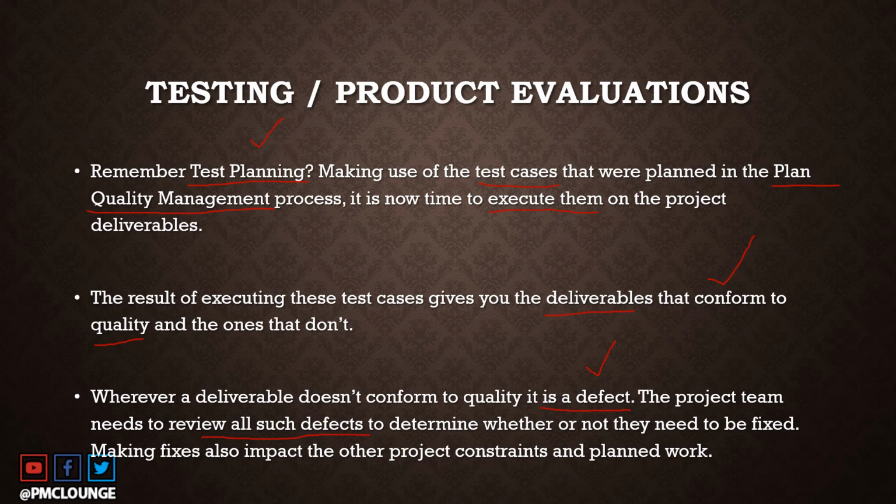The project team is going to review all such defects, and then they are going to take a decision whether or not they are going to fix these bugs. Remember, when you are making fixes, it also impacts the ongoing project work. It can have impacts on the project constraints. Do you have the time to fix these bugs, right? You may have planned work which could be impacted if you fix every single bug that you find, right? So the project team needs to make that decision how many defects they are going to fix.